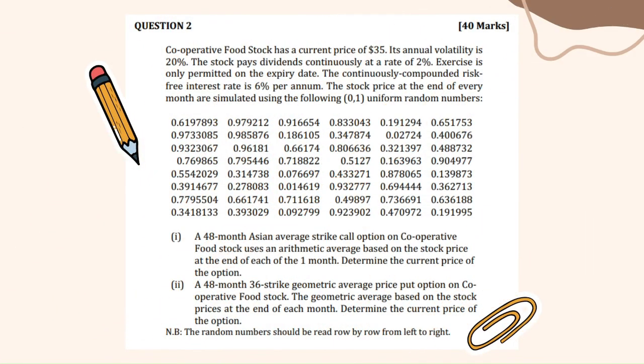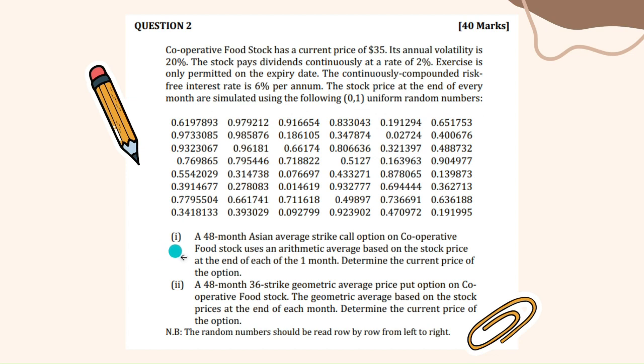So to start off, I'll be presenting question 2 first. For question 2, Cooperative Food stock has a current price of $35. Its annual volatility is 20%. The stock pays dividends continuously at a rate of 2%. Exercise is only permitted on the expiry date. The continuously compounded risk-free interest rate is 6% per annum. The stock price at the end of every month is simulated using the following 0 to 1 uniform random numbers.